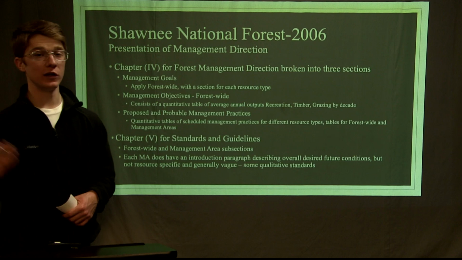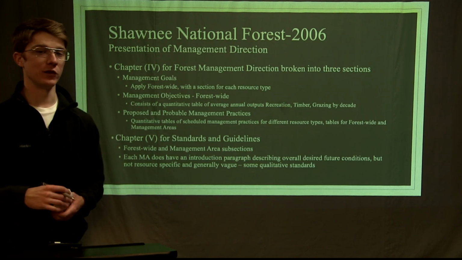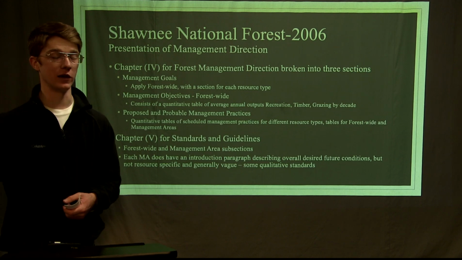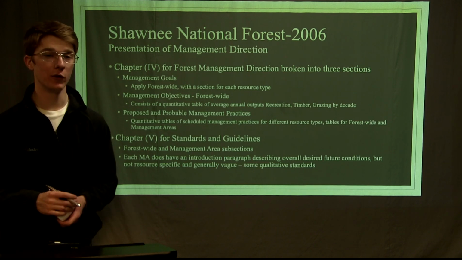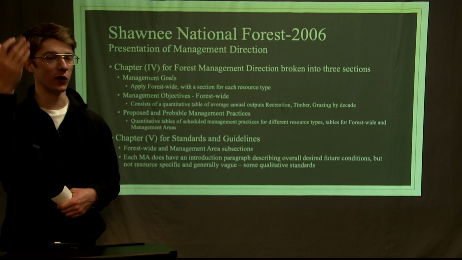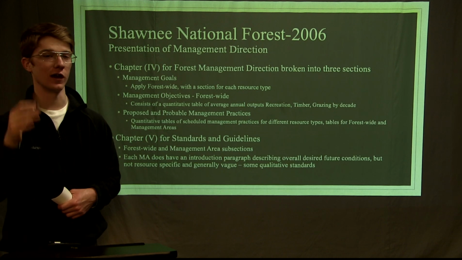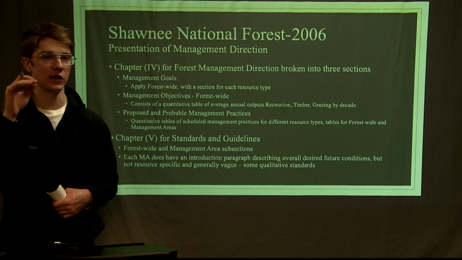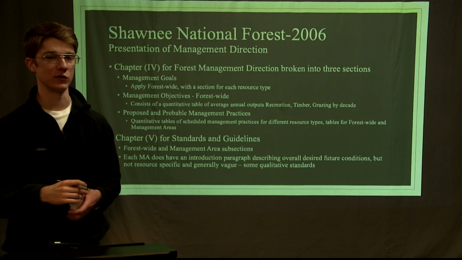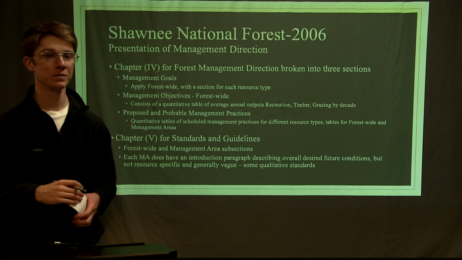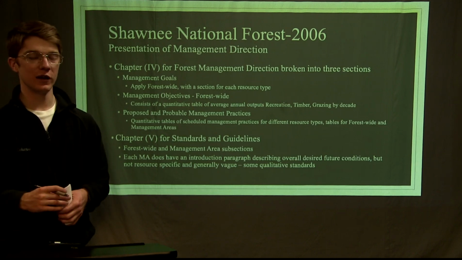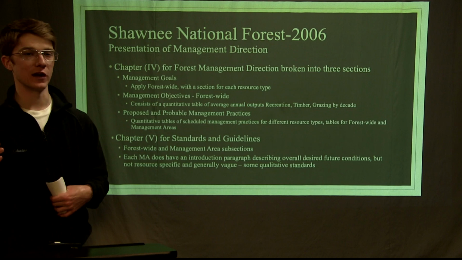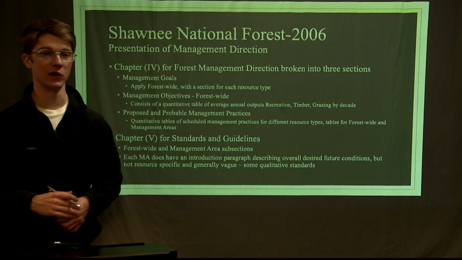Moving into the next chapter, we get into the standards and guidelines. This is also broken down into forest wide and then management area sections. So it's got the forest wide standards and guidelines for each resource type, and then the management areas, which also have standards and guidelines specifically for those resource types within those management areas. Each of these management area subsections also has a little paragraph that describes desired conditions for the entire management area.